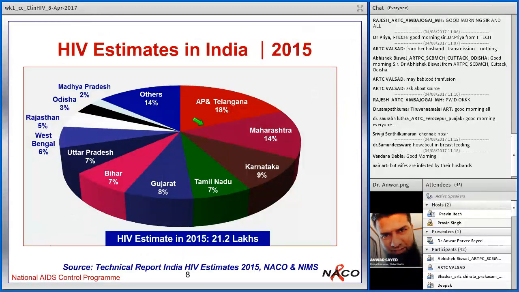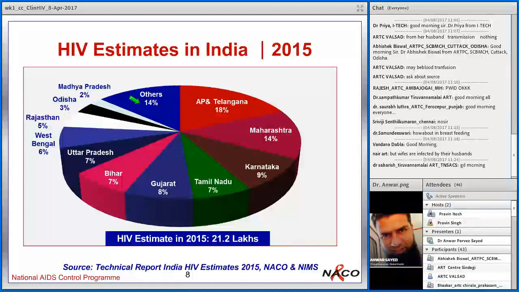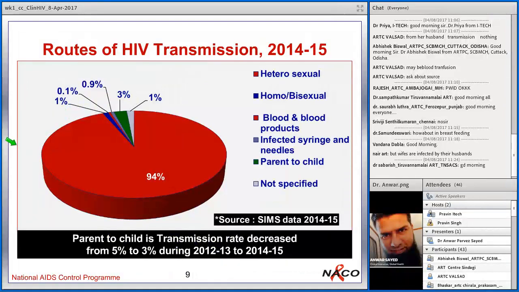This is again estimates. If you see now, as AP has been divided into Andhra Pradesh and Telangana, Maharashtra now becomes number 1 in terms of prevalence, followed by AP and Telangana. Then these states, Tamil Nadu and Karnataka, which earlier we used to say have high prevalence, but again, as I said, it is in a declining trend. Gujarat and Bihar are new states which have come up with high prevalence of HIV at present. So these are highly vulnerable states where steps have to be taken, and these are the other states where HIV prevalence might increase if steps are not taken.